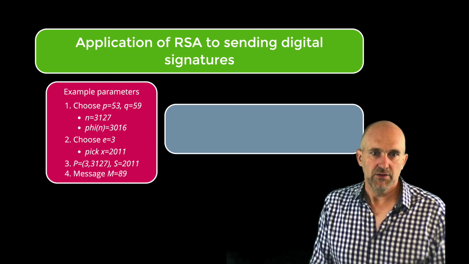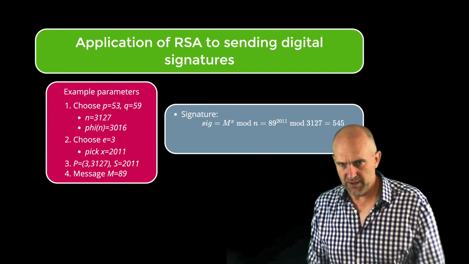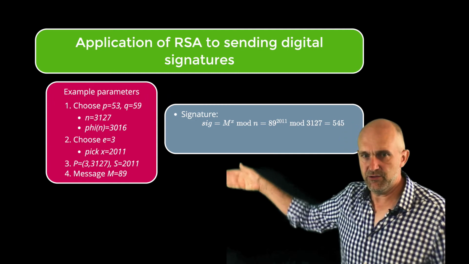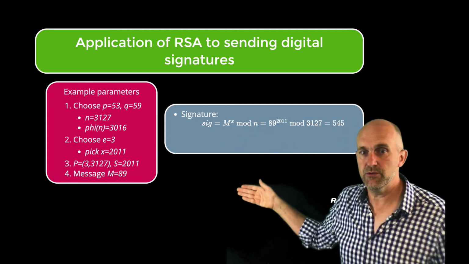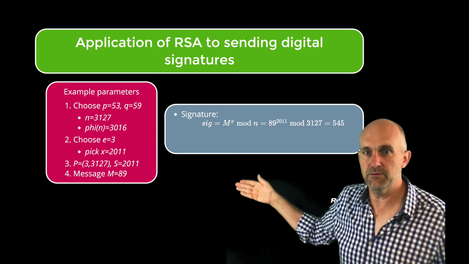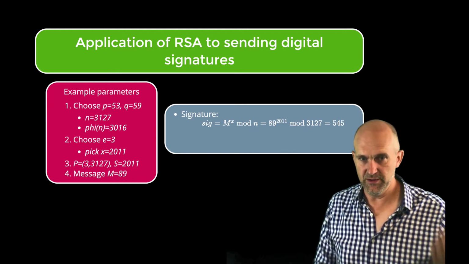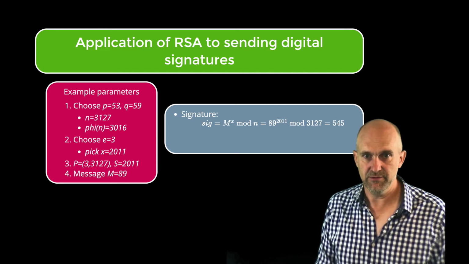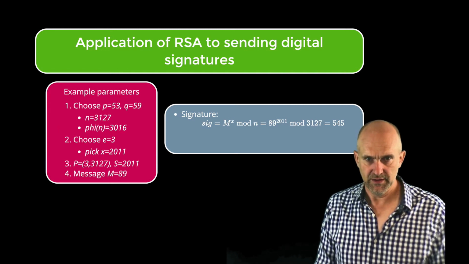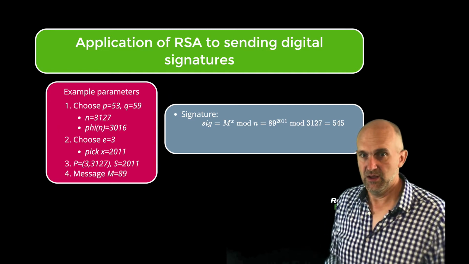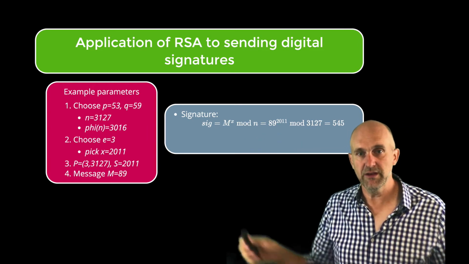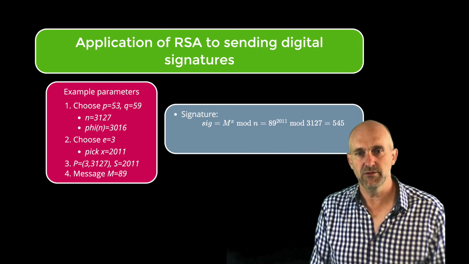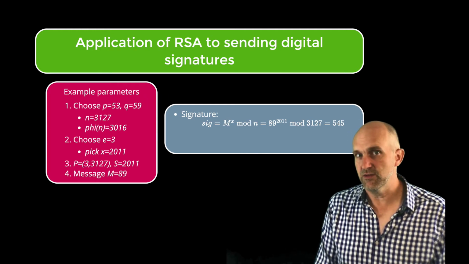Okay, so in order to sign the message, you take the message, you take it to the power of your private key, and then compute this, divide by the modulo, so the number n that you have, which is 3027. The result of that is the number 545, as in the remainder of this computation is 545. So this is your signature that you send.